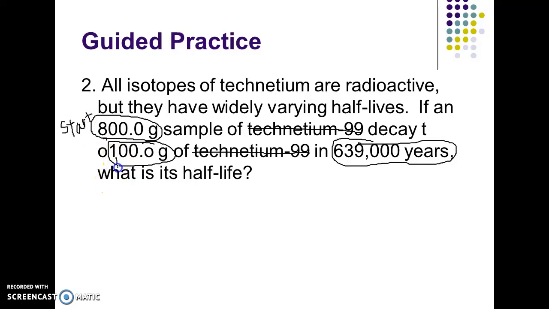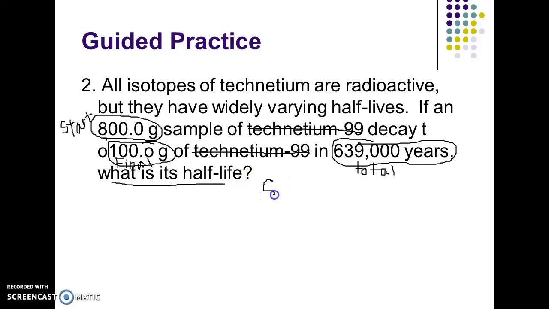100 grams tells me my final mass, is where I'm going to end. And 639,000 years is telling me the total time. I know it's telling me the total time because it's saying that all this is happening in 639,000 years. And the question is asking, what is the half-life? So we're going to set this problem up exactly like we did the last problem.